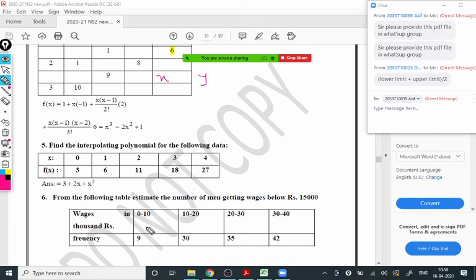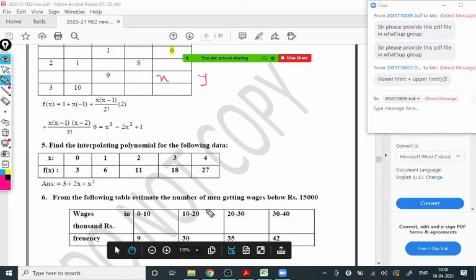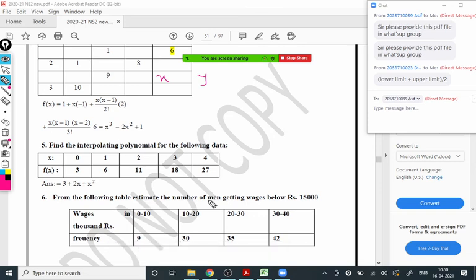We take the values of x like the upper value, and we give the meaning to x as the number of men getting the wages below x. Now below x, first we take 10, 20, 30 and 40. So we have 10, 20, 30, 40 as the values of x.